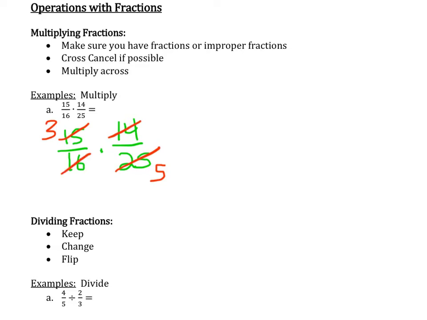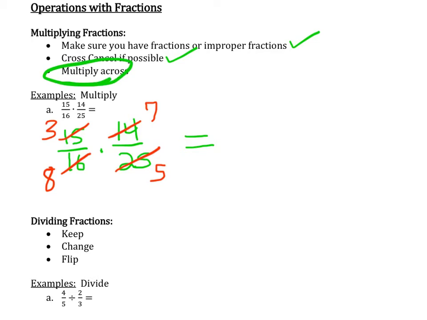Now I'm going to go to 14 and 16. They both have a common factor of 2. 2 goes into 14 7 times. 2 goes into 16 8 times. And so now my problem is simplified even without using prime factorization. Now I'm going to multiply across.